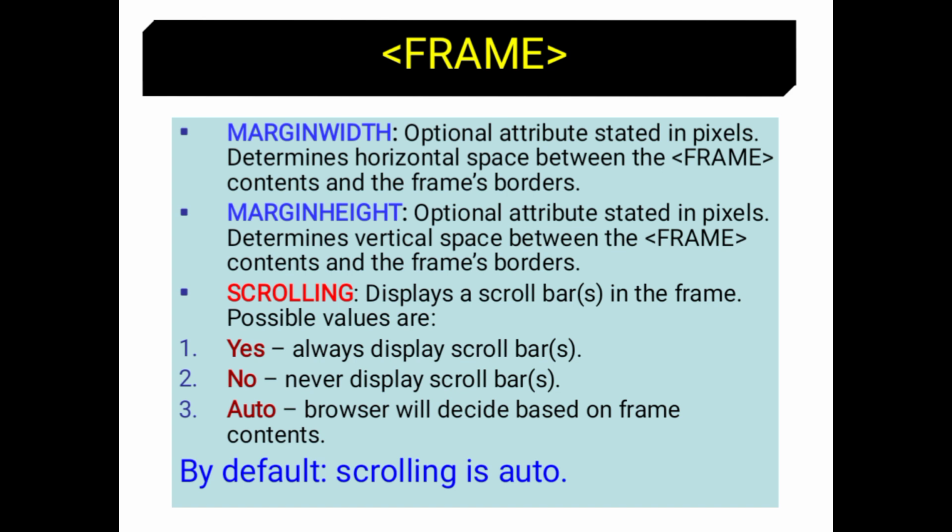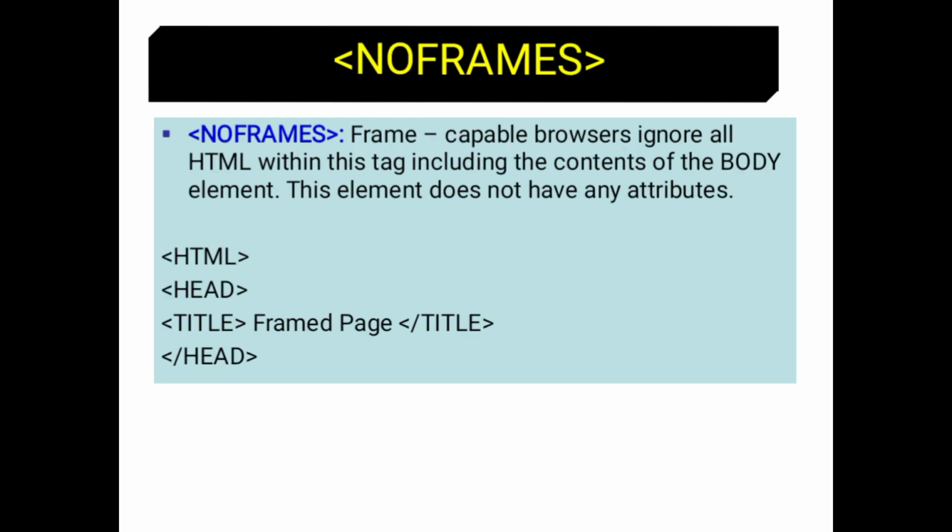Then scrolling displays a scroll bar in the frame. Possible values are yes, no and auto. Yes displays a scroll bar. No never displays a scroll bar. Auto means the browser will decide based on the frame content. Noframes: frame-capable browsers ignore all HTML within this tag, including the contents of the body element. This element does not have any attributes.